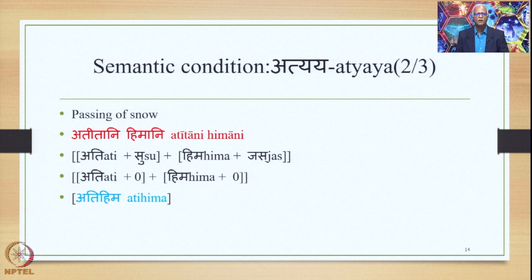Now this is the alaukika vigraha, and then there is samasa saudhnya applying. Therefore we apply the sutra supodhatuk pratipadika yoho, and we delete the supratyayas. So we have ati plus zero plus hima plus zero. When we join these together, we get the finally derived compound output in the form of ati hima. Ati tani himani is the laukika vigraha. Ati hima is the finally derived compound output.